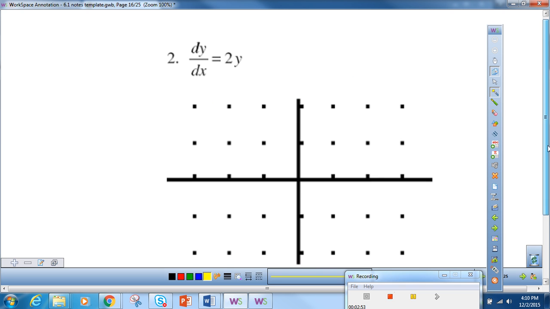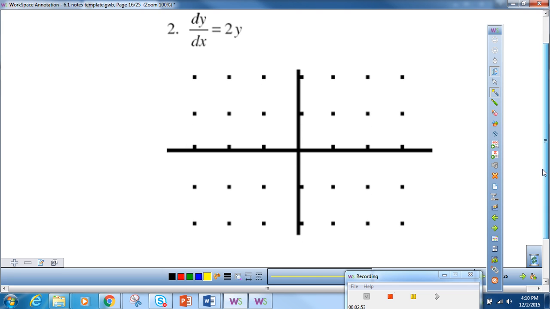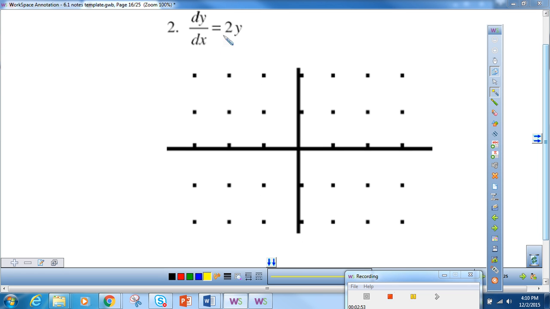Now in this one we notice that x is not affecting it. So my x value doesn't matter, because it's not part of this, it's just going to look like the y. So if I just do a simple xy table, it's probably better to get a different color. x, y, dy/dx.